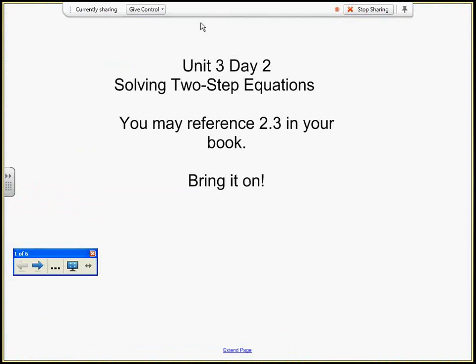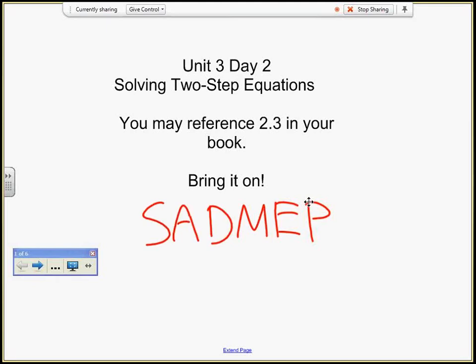We're also going to call this SADMEP. That's what we're going to learn today. We're going to learn SADMEP. I'm going to work in PEMDAS backwards, in reverse. Let's see what I mean by that.